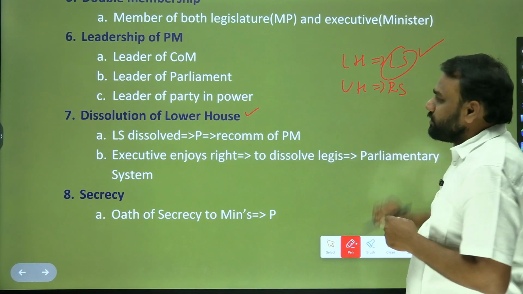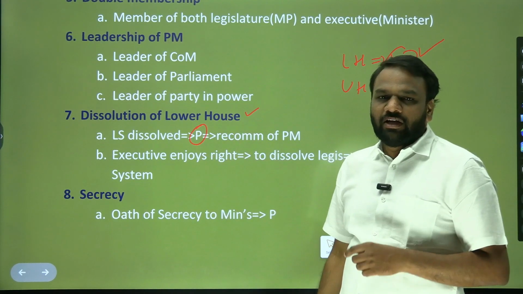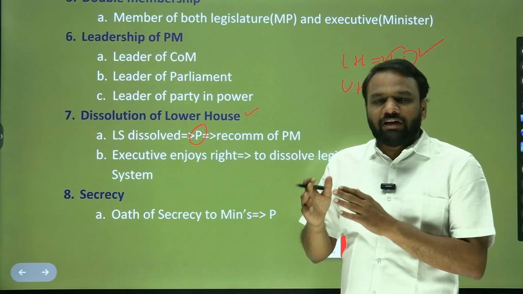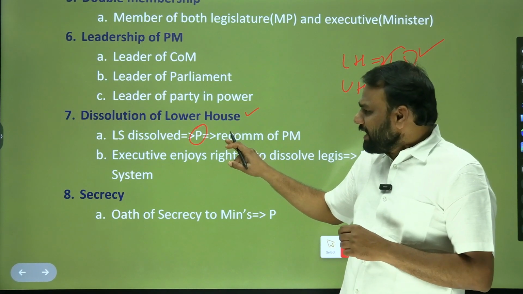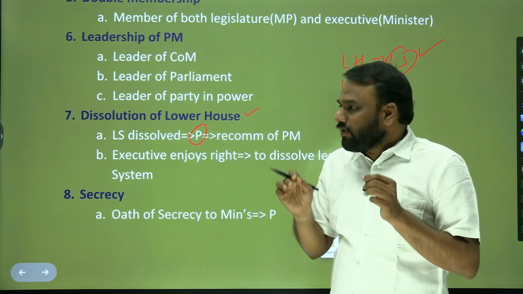Who has this power to dissolve Lok Sabha? So Lok Sabha can be dissolved by the President of India. Once the Lok Sabha is dissolved, then we have to go for an election. So does the President have the right to dissolve at any time? No. The President cannot dissolve on his own will.